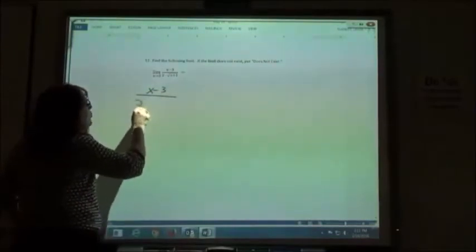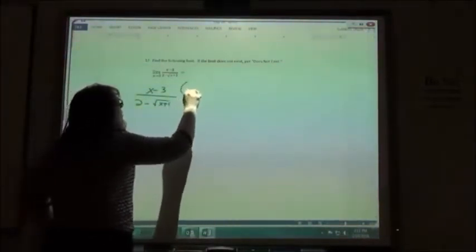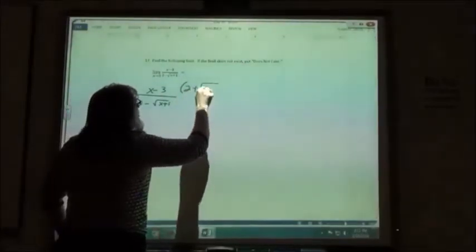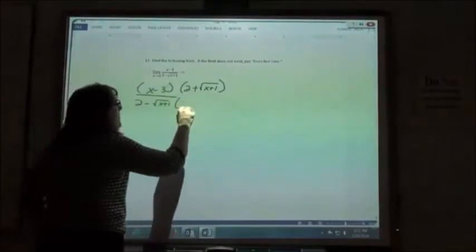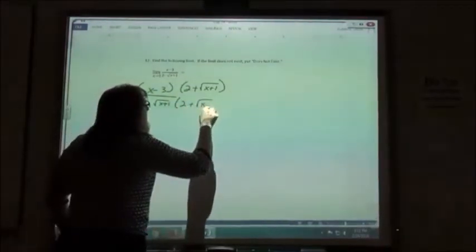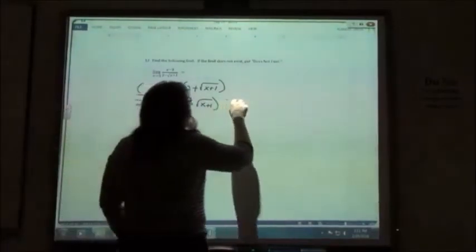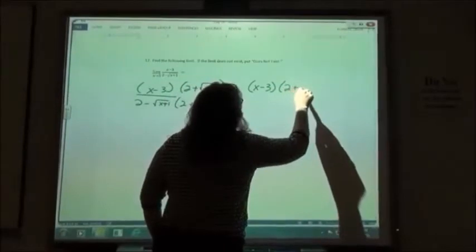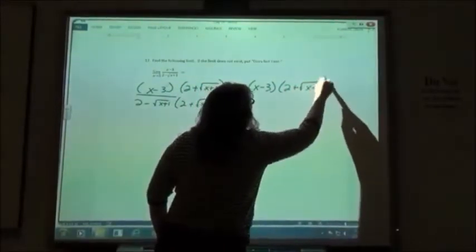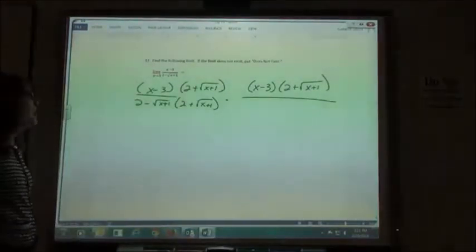On the bottom, I have 2 minus the square root of x plus 1. So I'm going to multiply by 2 plus the square root of x plus 1. And again, on the top part, I'm just going to leave that alone. So I'm going to have the x minus 3, and then I'm going to have 2 plus the square root of x plus 1. And I'm just going to FOIL out the bottom where I'm multiplying by my conjugate.